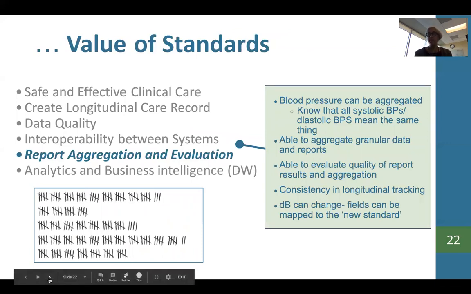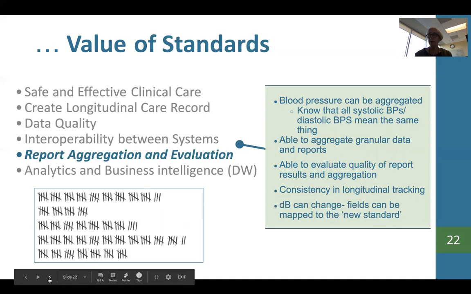This allows us to pull blood pressures from multiple, in this case, different populations together to say how many people in that population have blood pressure control, how many don't, and to follow that over time. There's a real commitment these days to make sure that non-communicable diseases get in better control in low and middle income countries. Interoperability between systems facilitates the report aggregation and evaluation.